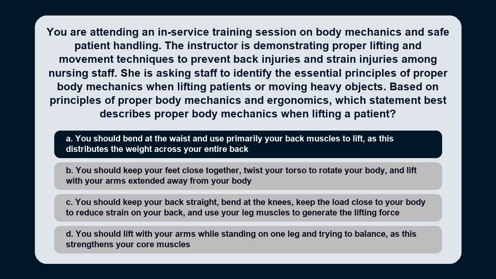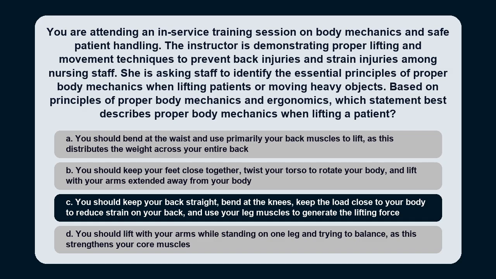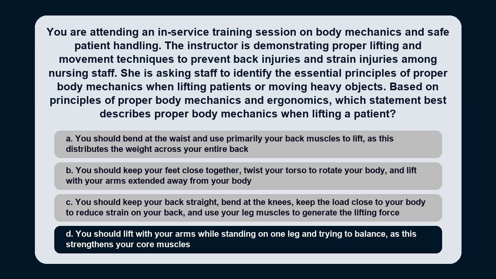Option A. You should bend at the waist and use primarily your back muscles to lift, as this distributes the weight across your entire back. Option B. You should keep your feet close together, twist your torso to rotate your body, and lift with your arms extended away from your body. Option C. You should keep your back straight, bend at the knees, keep the load close to your body to reduce strain on your back, and use your leg muscles to generate the lifting force. Option D. You should lift with your arms while standing on one leg and trying to balance, as this strengthens your core muscles.